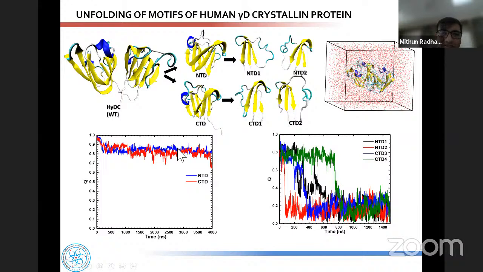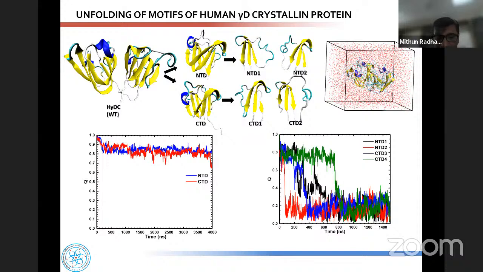So what we see is the domains are very stable, right? When I do simulations on individual domains, they are very stable, as shown by there being no decrease in native contacts. Whereas individual motifs, if I'm doing it, they basically unfold, as can be seen by the decrease in Q value. So again, what is happening is that NTD1 and NTD2 are complementary. The hydrophobic groups are holding them together. And even in CTD1 and CTD2, both the domains are complementary and they're acting like a surface to each other, right? So NTD2 is acting like a complementary surface for NTD1 and vice versa.